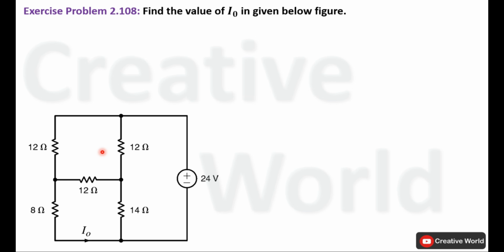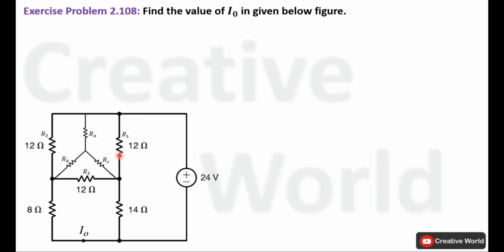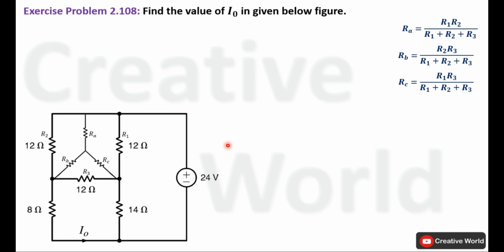First of all, if we observe these three resistances are connected into delta configuration, so in order to solve this problem, we have to convert this delta configuration into star configuration. For that purpose, we will place a star connection inside this delta configuration. Equivalent resistances in star connection are marked as RA, RB and RC, and delta connection resistances are labeled as R1, R2 and R3. We will use these three equations to convert this delta connection into its equivalent star connection.